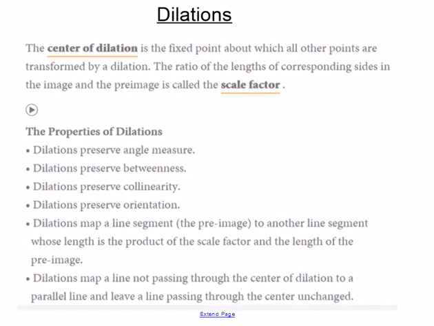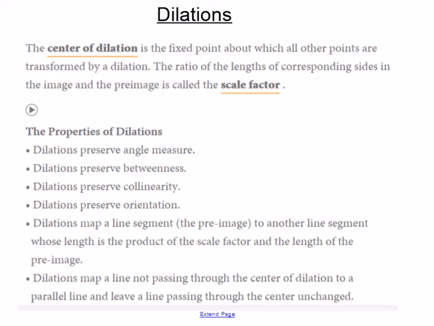So dilations map a line segment to another line segment whose length is the product of a scale factor. So the way that these polygons are getting bigger or smaller is by multiplying. If you multiply by a number that's bigger than 1, you get bigger. If you multiply by a number between 0 and 1, you get smaller.